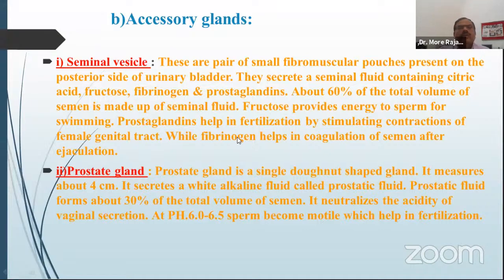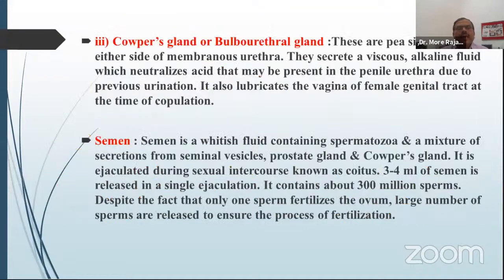Okay, now come to the third accessory gland, which is called the Cowper's gland. The other name of the Cowper's gland is the bulbourethral gland. These are pea-sized glands, and they lie on either side of the membranous urethra.